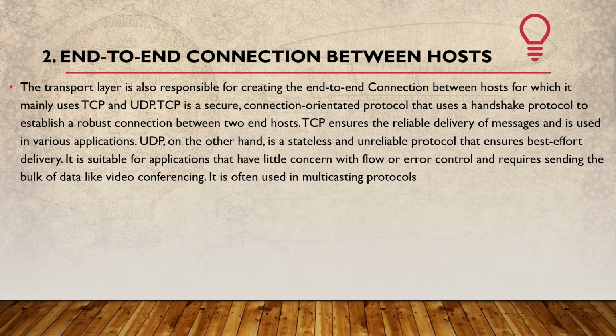So TCP is a secure, connection-oriented protocol which uses the handshake protocol to establish a robust connection between two end hosts. TCP ensures reliable delivery of messages, and it's used in various applications like HTTP, HTTPS, SSH, and Telnet, which all use TCP connections. On the other hand, UDP is a stateless, unreliable protocol that ensures best-effort delivery. It suits applications that have little concern with flow or error control and require sending bulk data, like video conferencing.